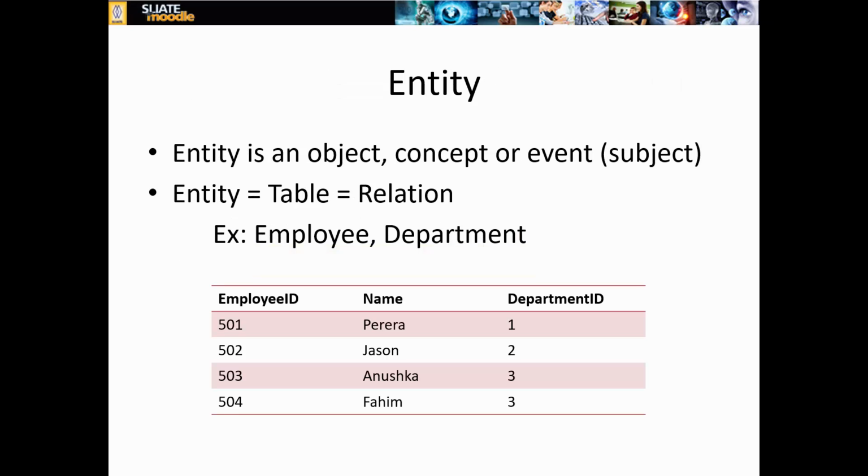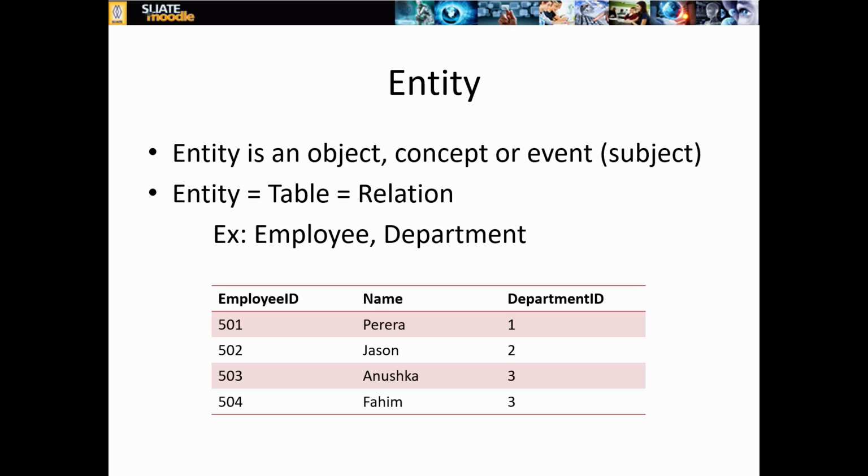First of all, let's see what an entity is. An entity is an object, concept, or an event. This is also referred to as a table or a relation. Conceptually, an entity represents a single business concept. It is something important that we want to store information about.